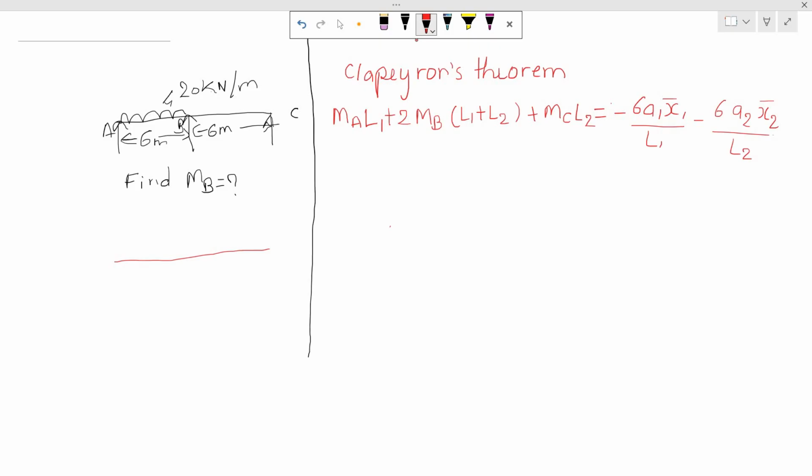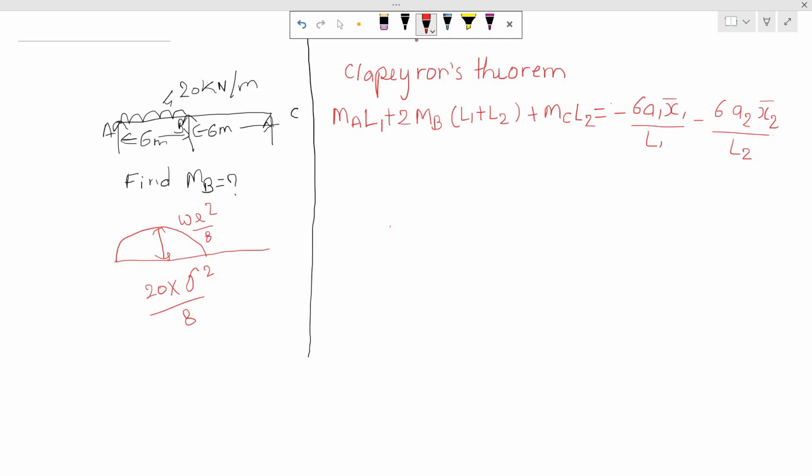So AB span is loaded with UDL, and we will draw it. It will be parabolic with this coordinate having value of WL square divided by 8. So here W is 20, L is 6, 6 square divided by 8, right? This is about the bending moment diagram.